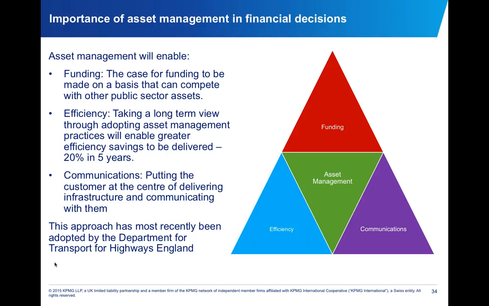So this is a diagram we use in the UK. It has asset management at the centre, and on the outer parts of the triangle it comprises three parts, which are funding, that's investment, and actually the case for investment in the road network, efficiency, and communications. And when we talk about communications, what we're effectively talking about is how road authorities communicate with the stakeholders and the travelling public and how central government communicates with stakeholders.